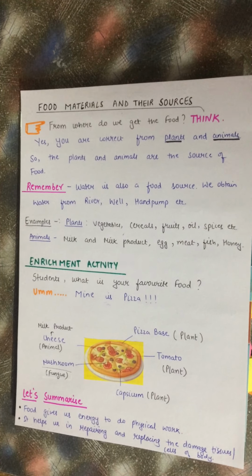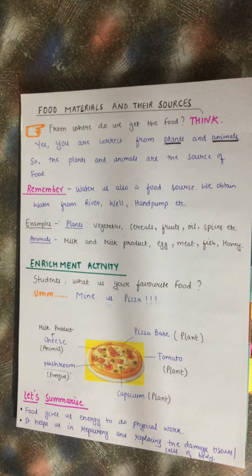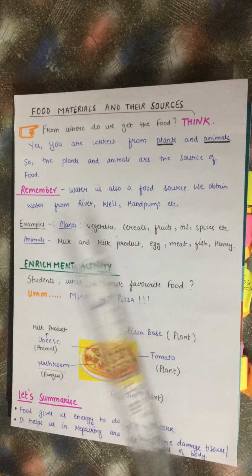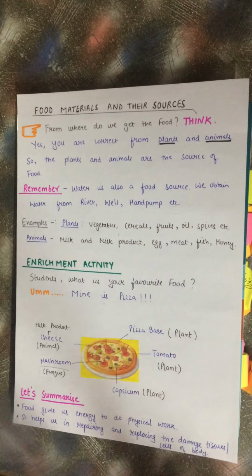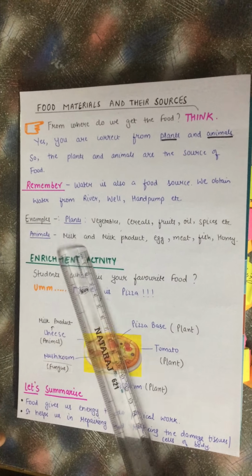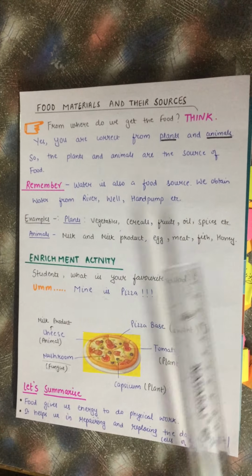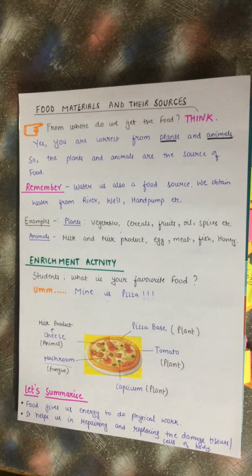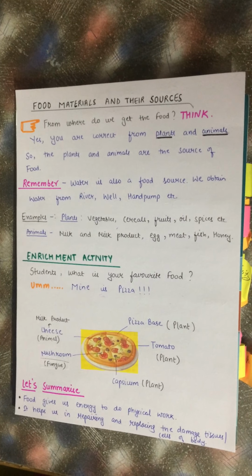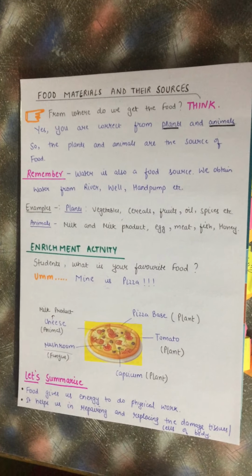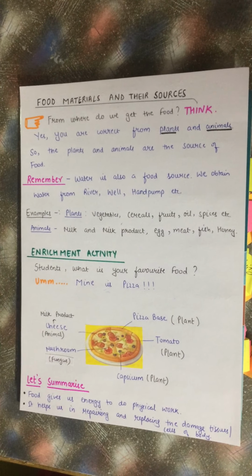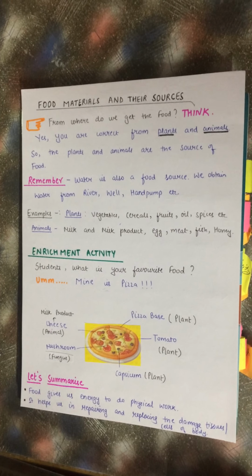Now let's see the food which we obtain from the plants. The food such as vegetables, cereals, जो आपकी pulses या दाल होती है उसको हम क्या कहते हैं? Pulses. Fruits, oils, spices, etc. come from the plants. Whereas the materials such as milk, milk products, egg, meat, fish and honey come from the animals. For example, the milk and milk products you get from the cow, buffalo. Egg you get from the hen. Meat also you get from the hen. The fish itself is a food source, and honey you get from honeybees.